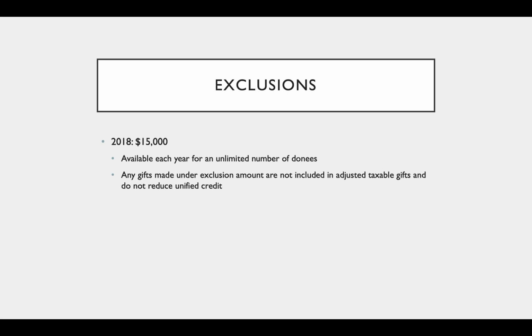All right, so like we mentioned before, I can give a person property, cash, up to $15,000, and I don't have to worry about gift tax consequences at all. I can give any number of people cash and gifts up to $15,000 each year and not worry about the gift tax liability. We just start worrying about it when our gifts exceed $15,000 for a single individual.